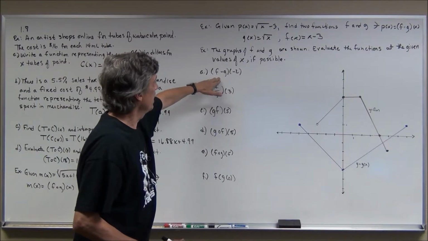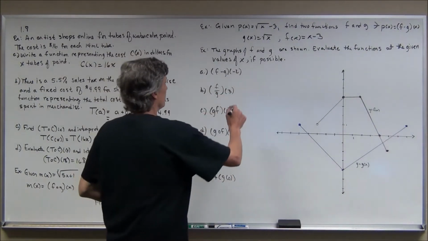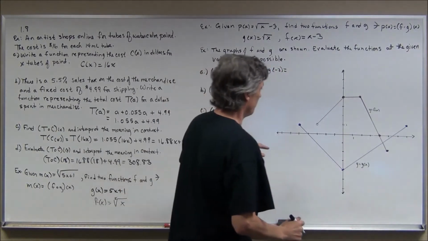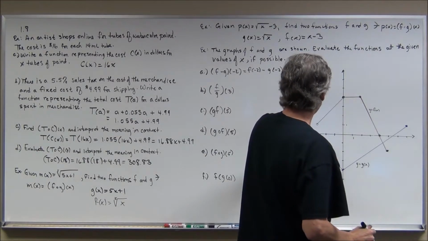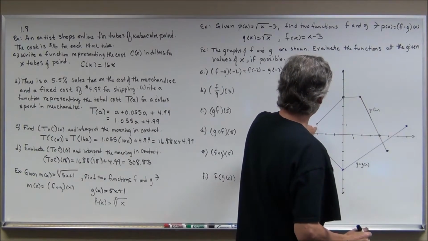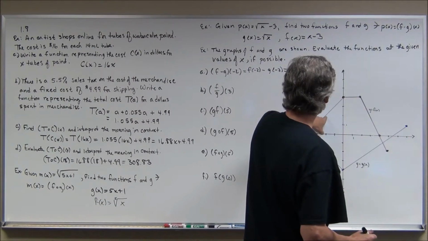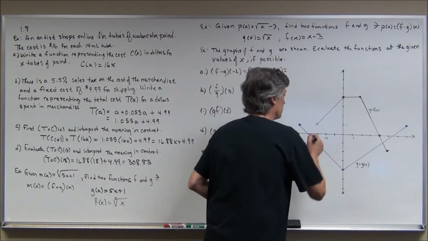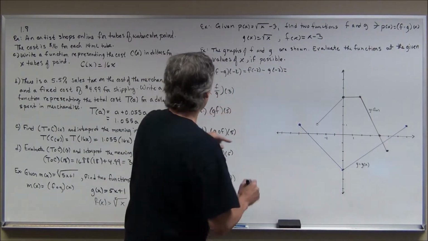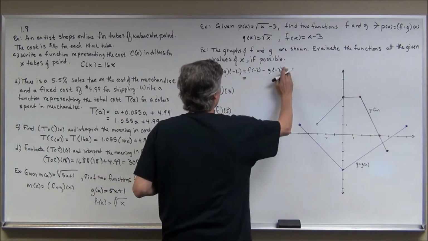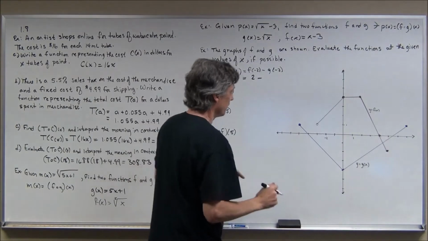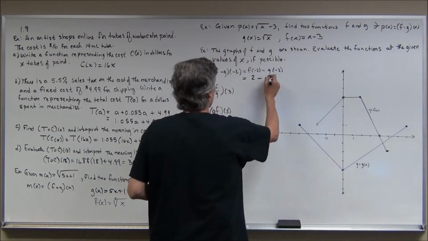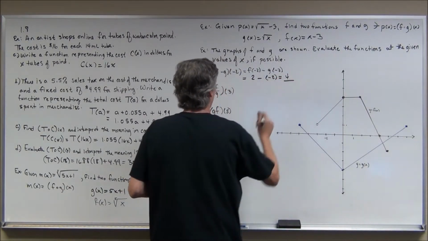f minus g of negative 2. Well, this would be f of negative 2 minus g of negative 2. f of negative 2, f is the brown function here. Here's negative 2, and it would be positive 2, it looks like. Notice the open circle, I almost got thrown off by that. So that's going to be a positive 2. And g of negative 2, that's the one in purple, looks like negative 2 for its y value. So I have 2 minus negative 2, or 4.